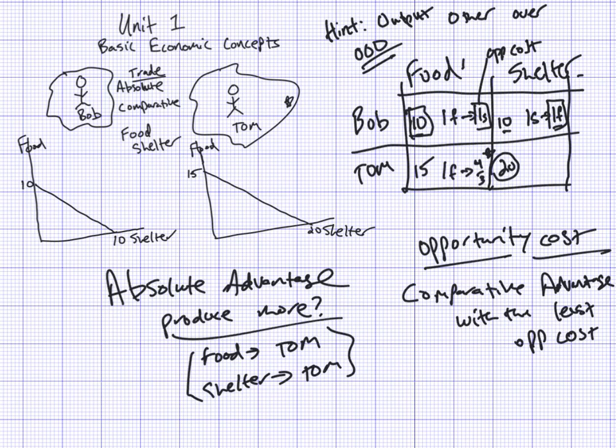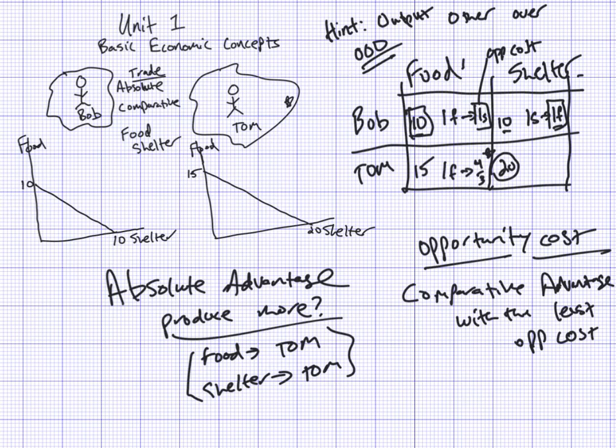4 thirds, right? So 20 over 15 is 4 thirds, or 1.33, 1 1/3, which means the opportunity cost for every 1 unit of food is 4 thirds of a shelter. So in order to gain 1 food, you give up 4 thirds of 1 shelter. And so that is the opportunity cost in terms of food to shelter.